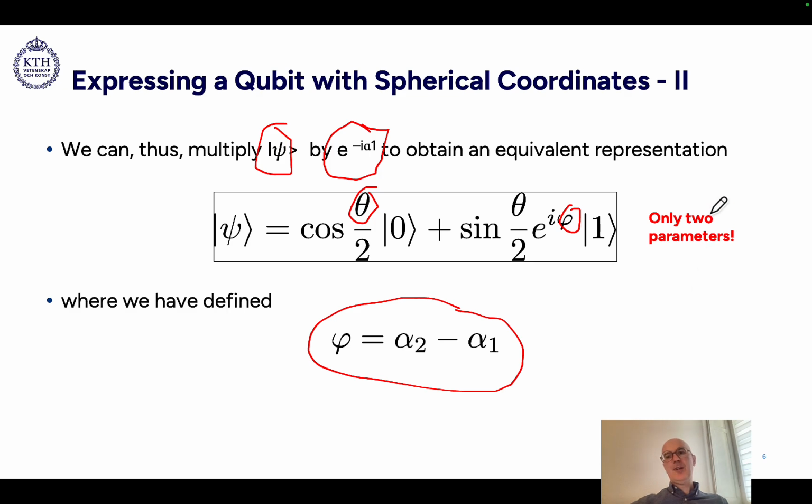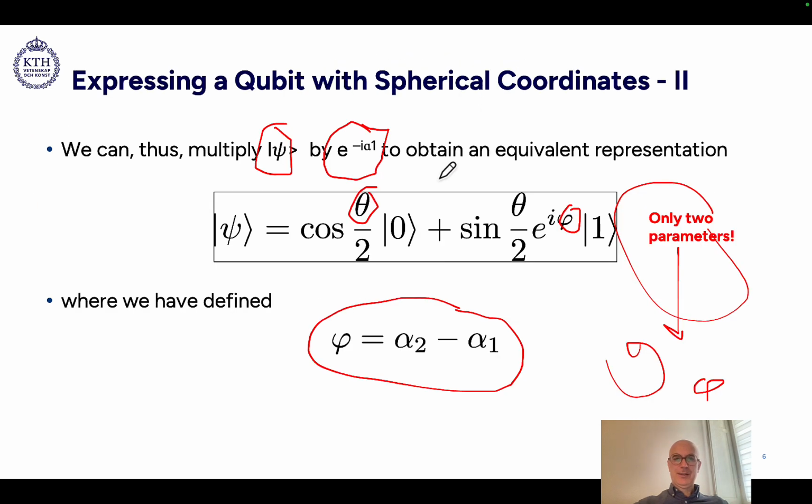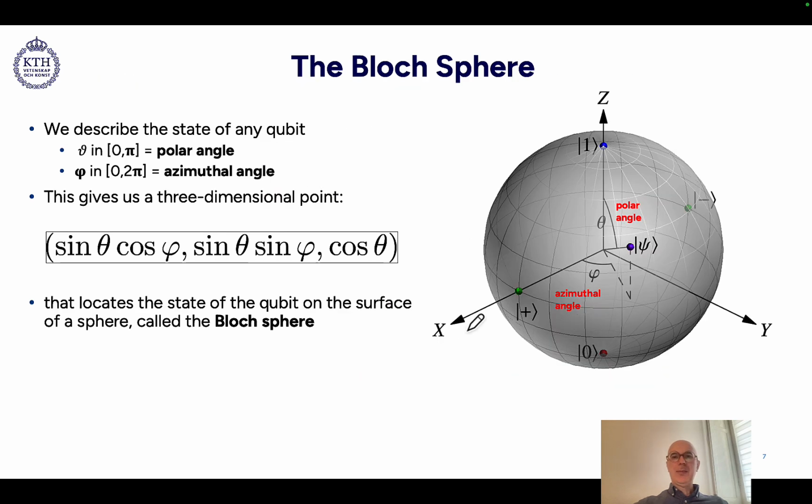And we reach our major goal to go from 4 to 3 and now 2 parameters. And the 2 parameters are theta and phi. So welcome to the Bloch sphere. That's the graphical representation of the qubit. Using this representation of our quantum state, we can map any quantum state to a point on this sphere. So let's look at how this sphere looks.